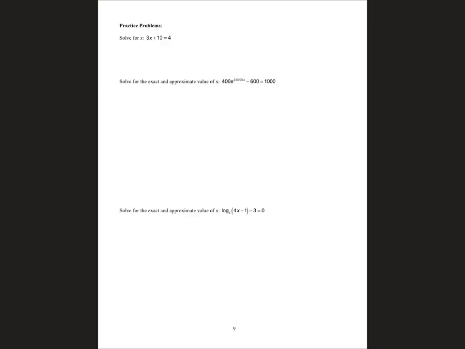Now we're going to go ahead and do some practice problems. Just to remind you, if you are just solving a simple linear equation, remember you want to isolate the variable. We are ultimately trying to find the value of the variable, if there is a value or values of x in these instances that make these statements true.